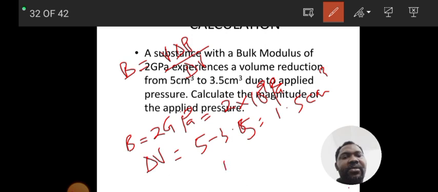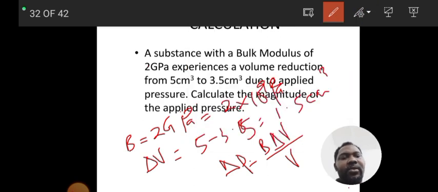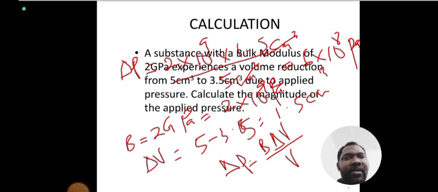Now, since we are looking for the applied pressure, we can say that the applied pressure is equal to bulk modulus, by cross multiplication, times the volume change divided by the original volume. So in applying that, my pressure will be equal to the bulk modulus, 2 gigapascal, which is 2 times 10 raised to the power 9, multiplied by the volume change, 1.5 cm cube, divided by the initial volume, 5 cm cube. You see that the units cancel out. That is why I didn't bother converting. If we multiply, we are going to get 6 times 10 raised to the power 8 Pascal. Okay, so that's the answer for that question.